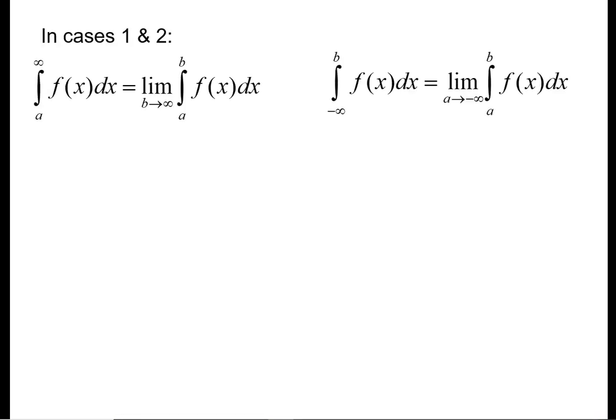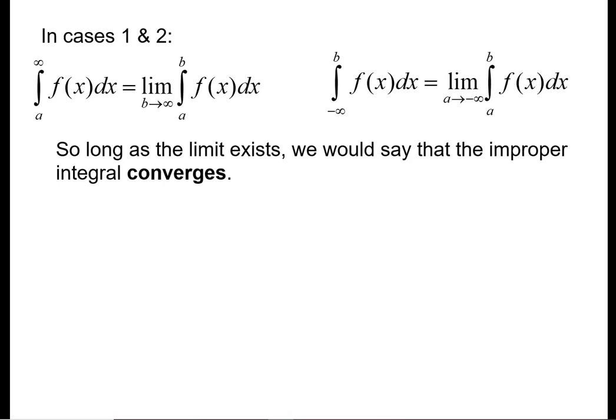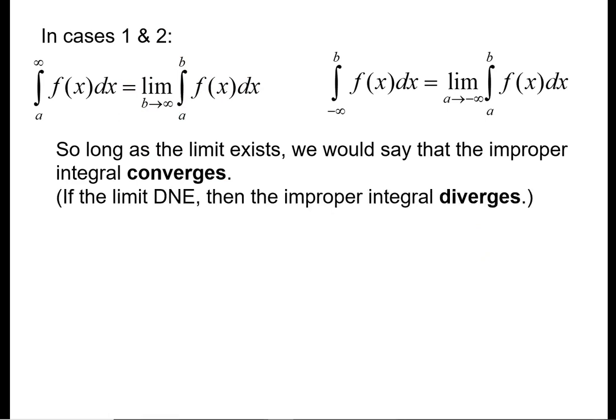In the first two cases, as long as we get a limit for this expression, like in that last example, remember we took the limit, we got 1. As long as that limit exists, we say that the improper integral converges. So those areas under the curve as b goes to infinity, or as a goes to negative infinity for the other direction, as long as those areas are approaching a number, that means we're getting a limit for this definition, and that's what we say the area converges, or the improper integral converges. If that limit does not exist, then we say the improper integral diverges.